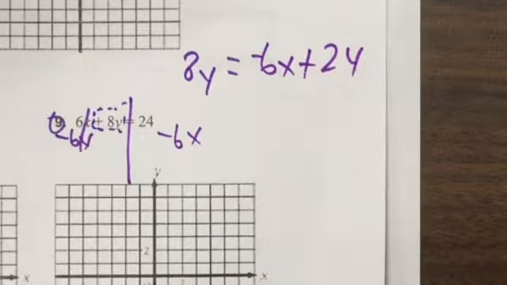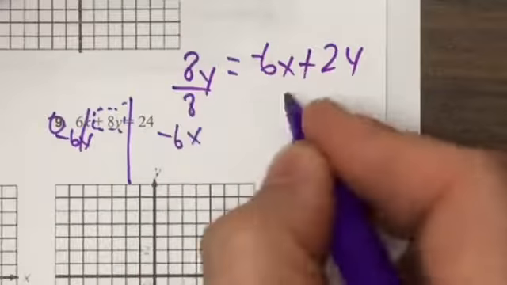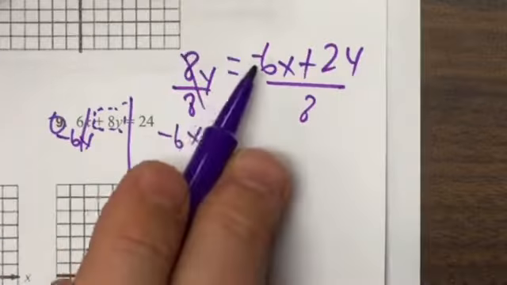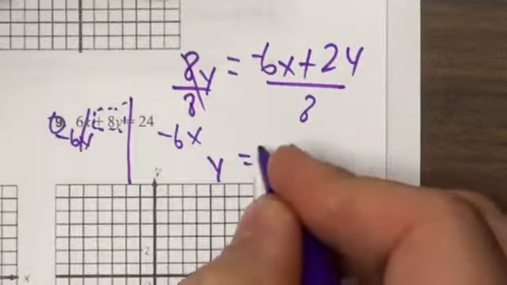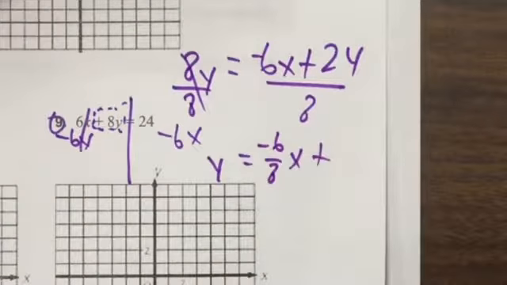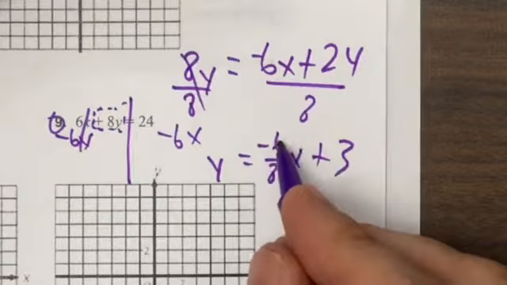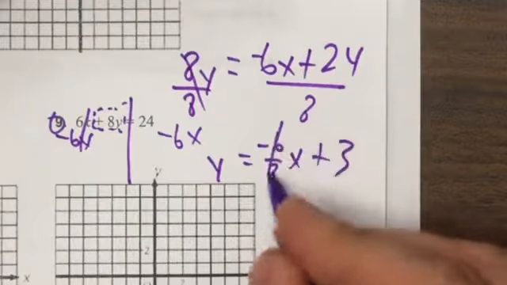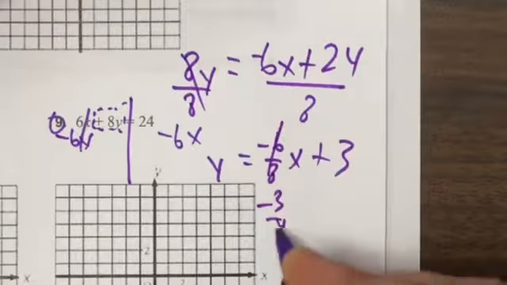When I divide everything by 8, I'm left with y equals negative 6 over 8x plus, and what's 24 divided by 8? It's going to give you 3. Now, just so you know, these are both even, so I know I can divide both those by 2. So my reduced slope is actually negative 3/4.